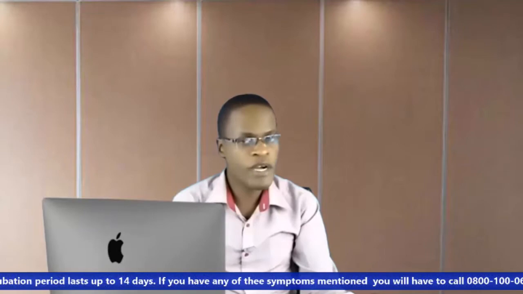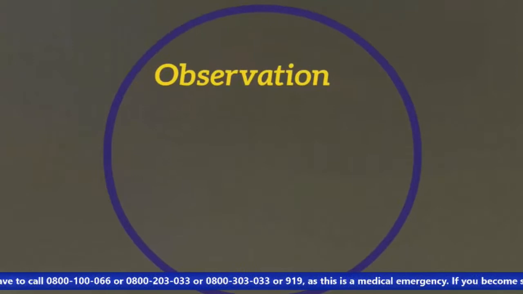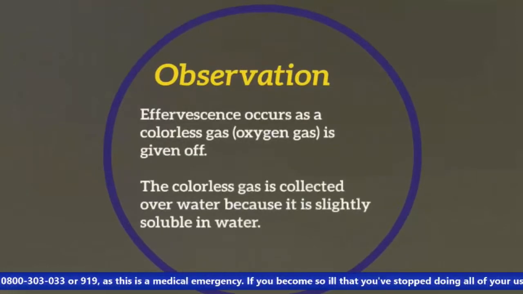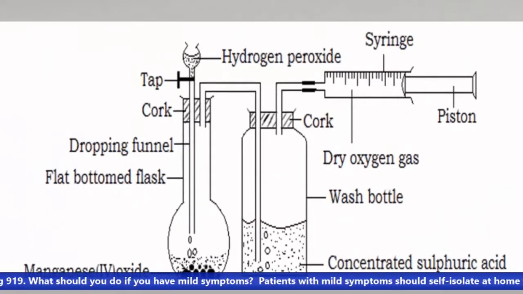However, notice that the decomposition of hydrogen peroxide in presence of manganese oxide does not require heating. So what is the observation? As we have seen, effervescence occurs as a colorless gas, or oxygen gas, is given off. Note that if oxygen gas is required dry, without water molecules, it can be passed through a wash bottle containing concentrated sulfuric acid or a U-tube containing calcium chloride, and it is then collected using a syringe.